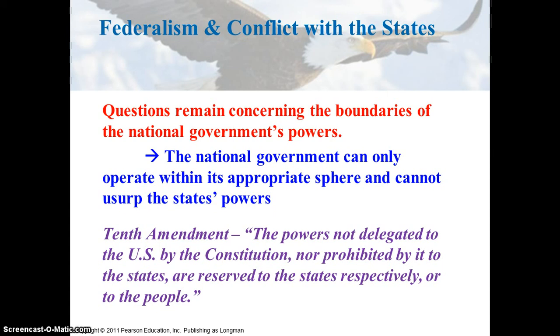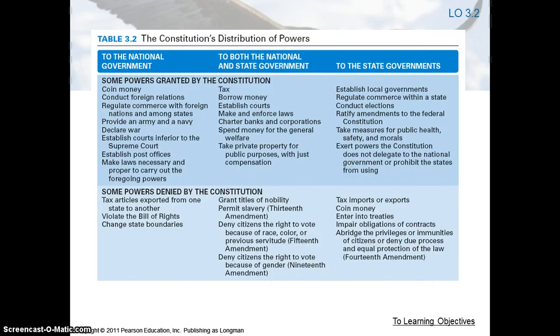And what that's saying is that if it's not spelled out in the Constitution for the national government to have the power or the state government to have the power, and if it's not expressly written in the Constitution that the national government can't do something or the state government can't do something, then those powers are supposed to go to the state government. But this idea of federalism and that the Constitution, the national government, are the supreme law of the land, really put these two things in conflict with one another and really causes a problem for our government system.